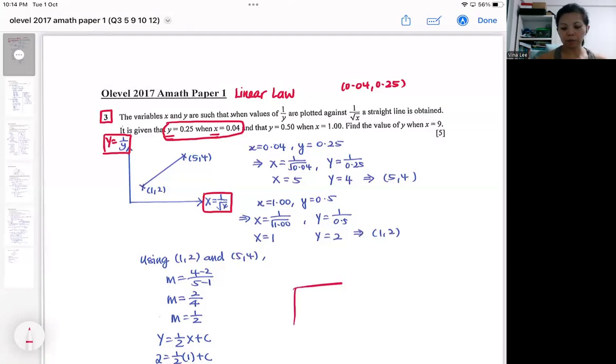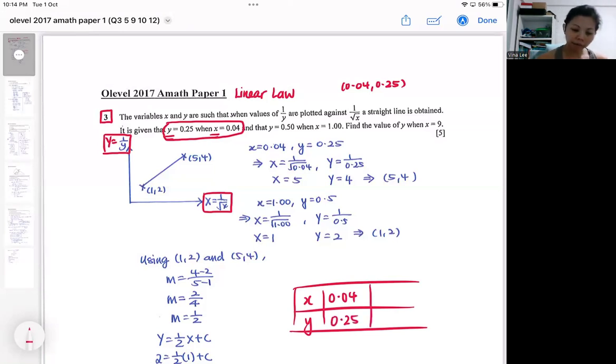So if you still remember, they will usually give you a table, an original table, right? So this 0.04 and this 0.25 was from the original table. Same for this one as well. So this is like from the original table. So you have 2 points from the original table. Okay, and eventually you are asked to find the value of y when x is equal to 9.